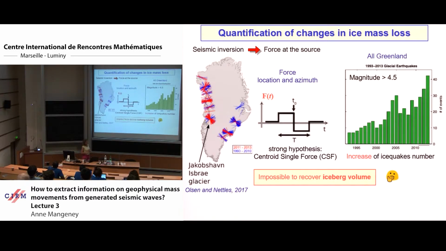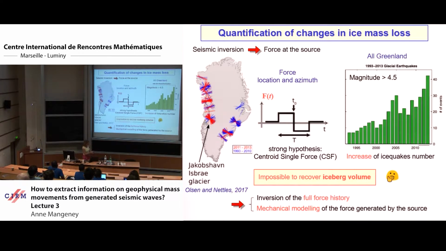So without knowing how to recover the volume, they were able to count the events, and they were able to see that from 1995 to now, the number of events increased a lot. And now the question is that, do the volume increase? Because sometimes you have more smaller events, and then it's okay.